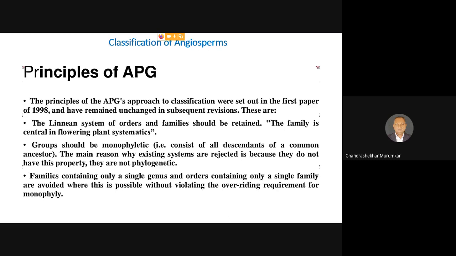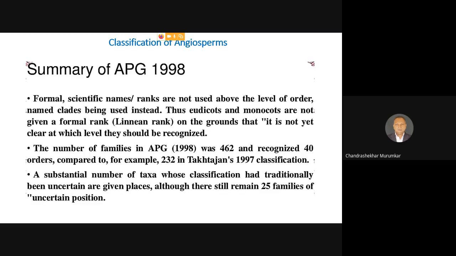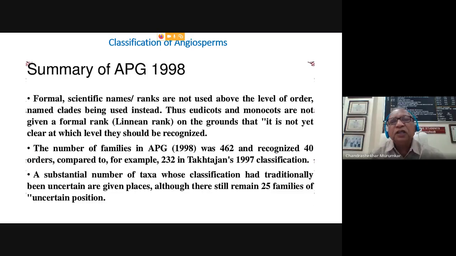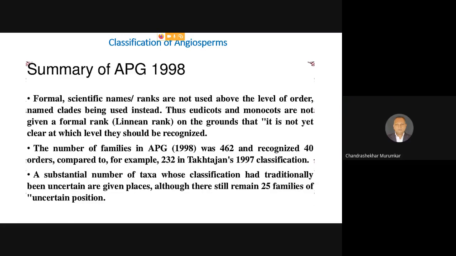Families containing only one genus, and orders containing only a single family, are avoided, because wherever possible, without violating the overriding principle, they have tried to fit such monophyletic genera, that is monogenic families, to their nearest clans, nearest groups. So obviously, the formal scientific names and ranks are not used above the level of order; they were named as clans instead. Thus, the eudicots and monocots are not given a formal rank as per the linear classification, on the grounds that it is not clear at which level they should be recognized, because it is not on the path of evolution.